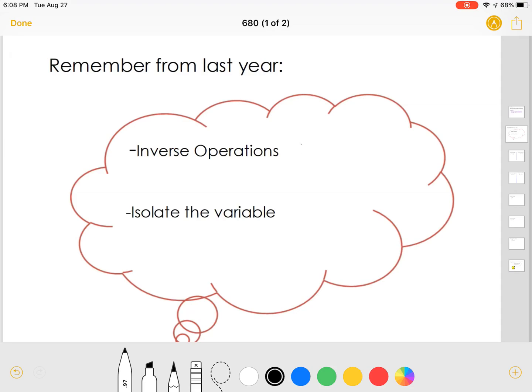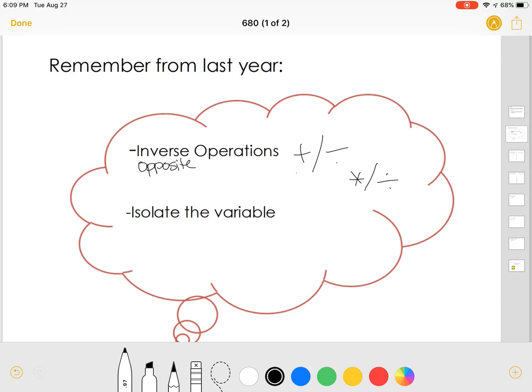If you think about addition, what's the inverse, in other words, opposite of addition? Well, hopefully you remember that it is subtraction. So addition and subtraction are inverse operations. And then if we think about multiplication, what's the inverse of multiplication? It is division. So those are the inverse operations we are talking about today.